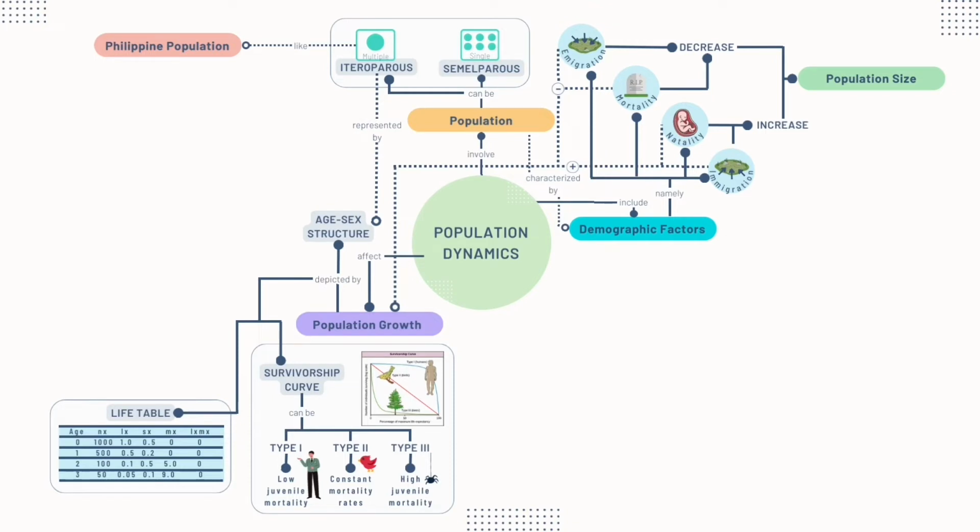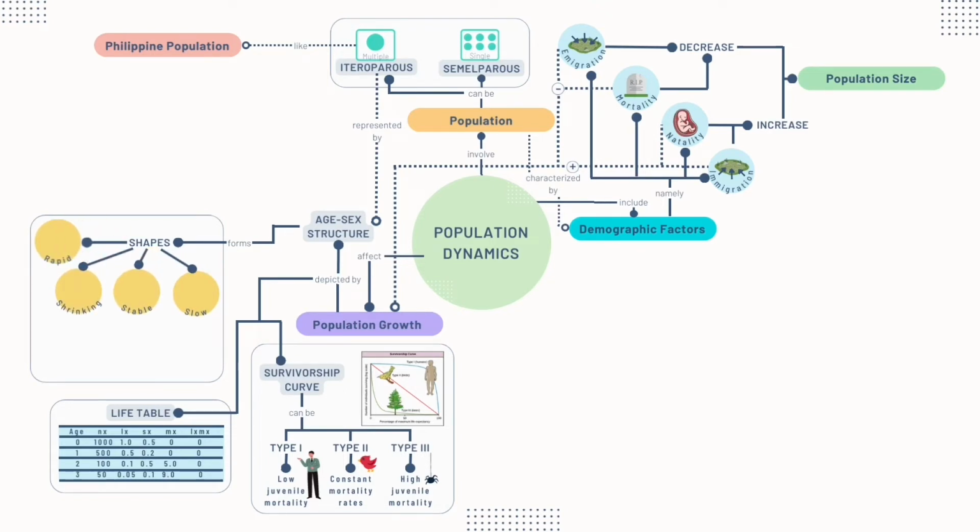An age-sex structure is a snapshot of a population in time that shows how its members are distributed across age and sex categories, commonly depicted as a population pyramid. It forms shapes illustrating slow, stable, shrinking, or rapid growth. Slow population growth has an age-sex structure with a pyramid shape, meaning that there are fewer young and reproductive age individuals and more older people, such as in the US.